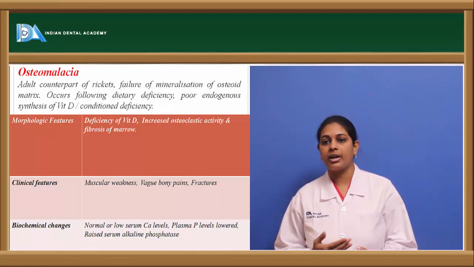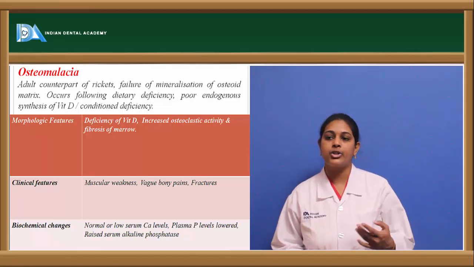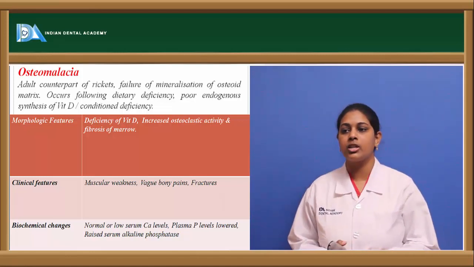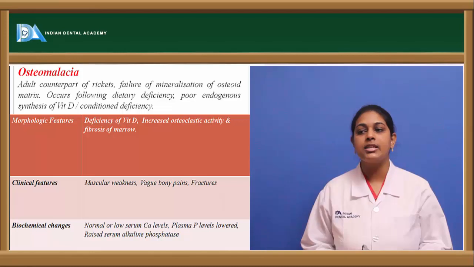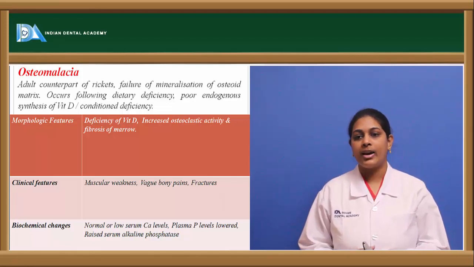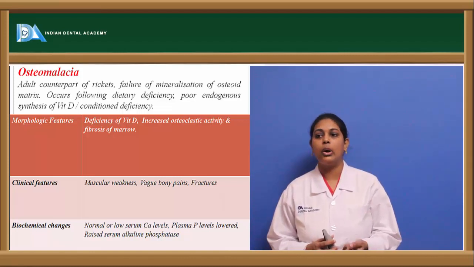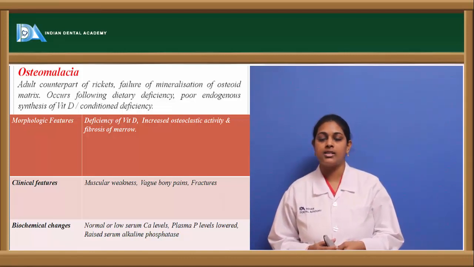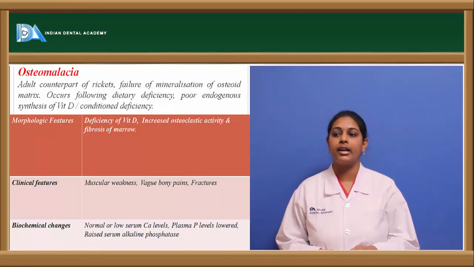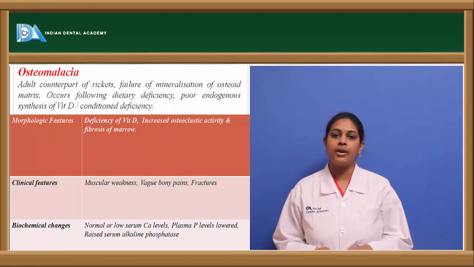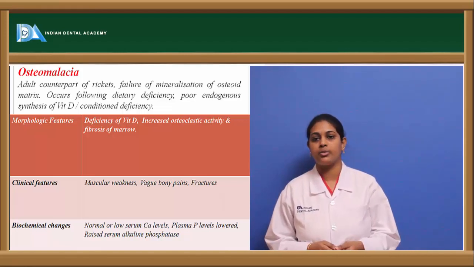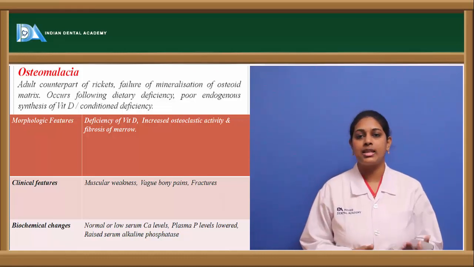Next, coming to the biochemical changes, we see that the patient of osteomalacia usually shows normal or otherwise low serum calcium levels, whereas the plasma phosphorus levels are definitely lower, and the serum alkaline phosphatase levels are increased. It is because of the increased osteoblastic activity. These are similar to the features we see in rickets.